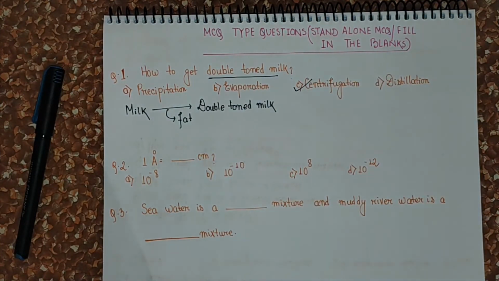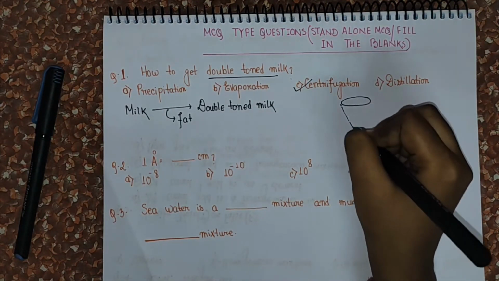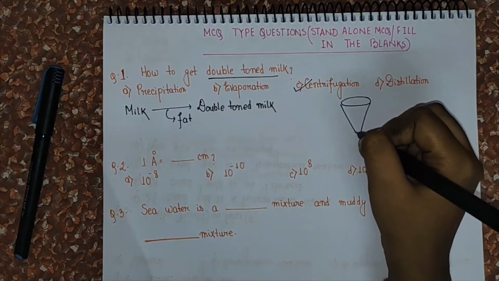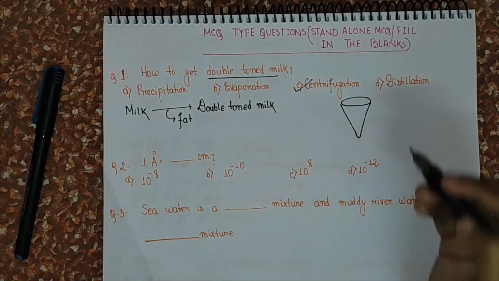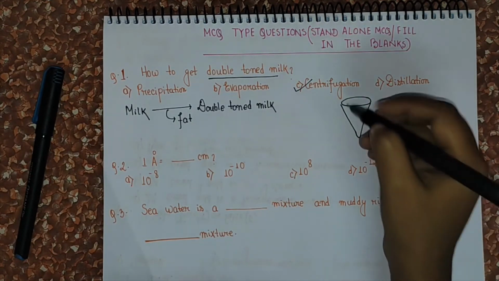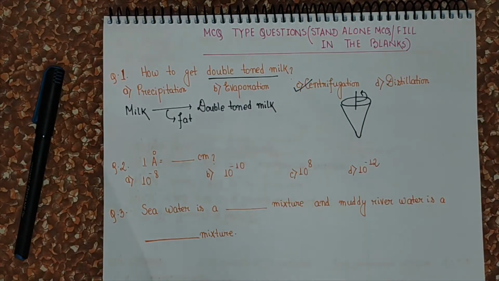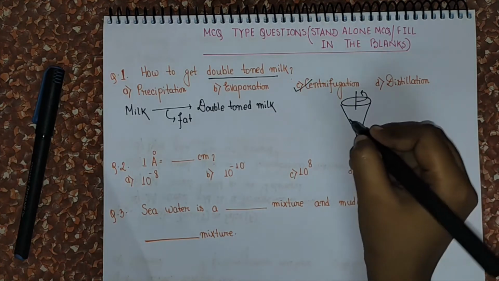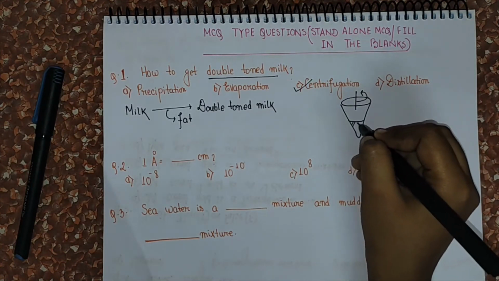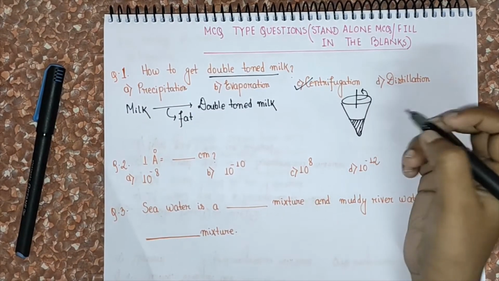Now, what is the centrifugation technique? Actually, in centrifugation, a solution is first taken in the centrifuge apertures and then the solution is spun rapidly about an axis and the molecules are separated. The mixture is separated as per their densities. That means the particles which have higher density will settle down at the bottom of the container.